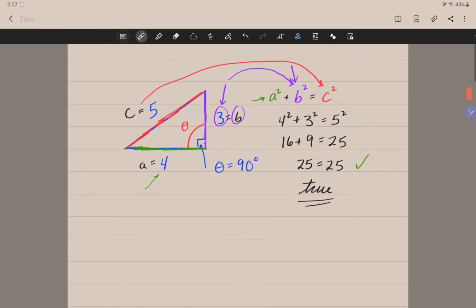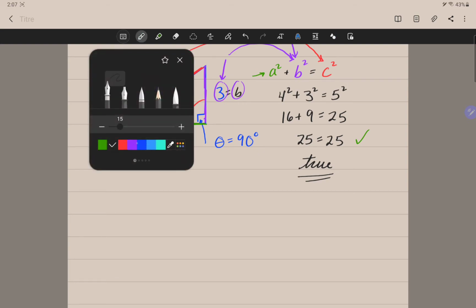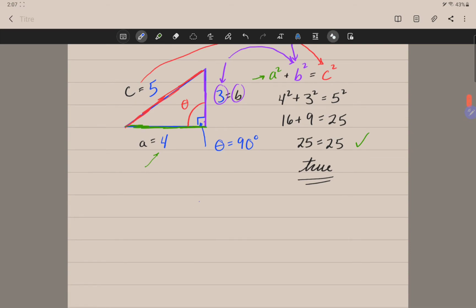Now, the reason this is useful is for when we want to, for example, learn one of the sides that we're not given. So I'm going to draw another right triangle. Let's put this in blue. Here we go.